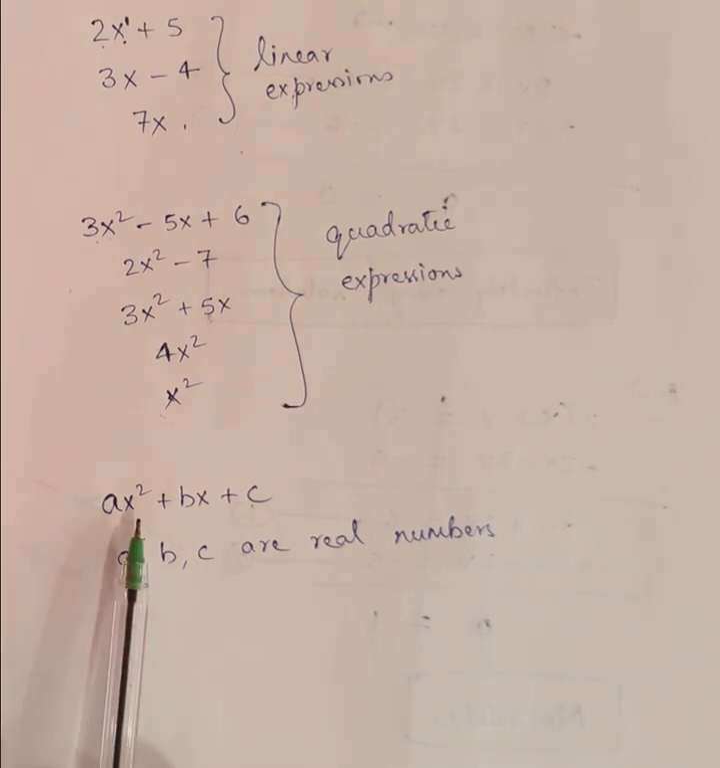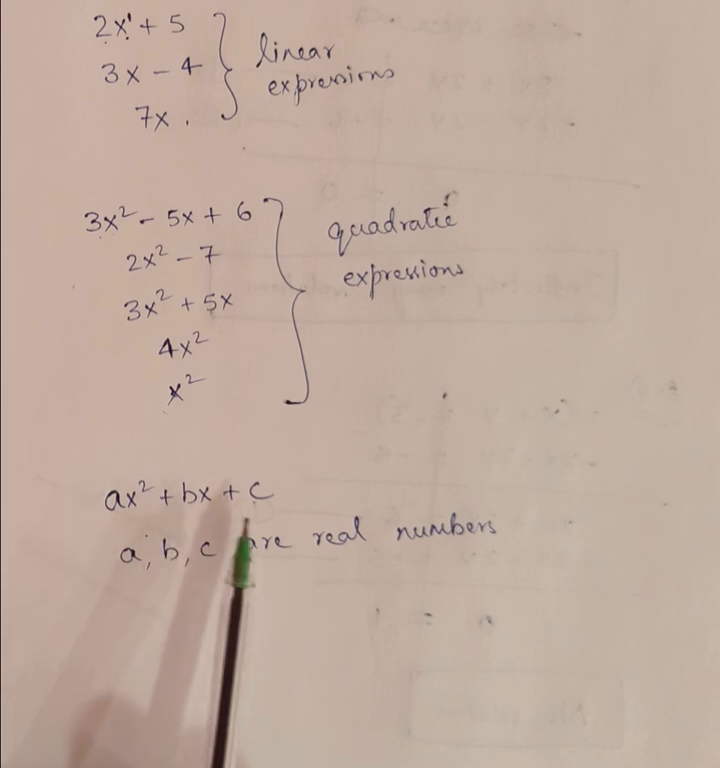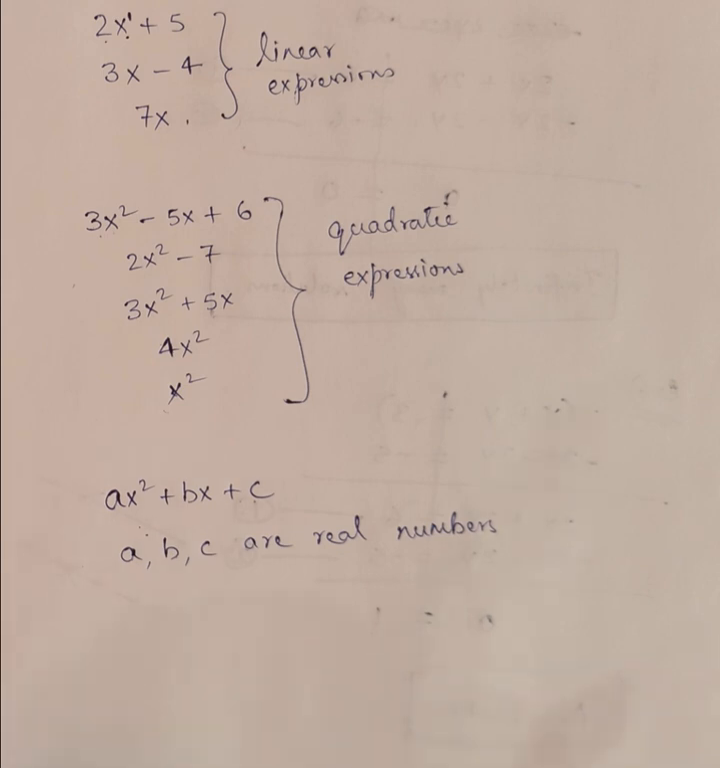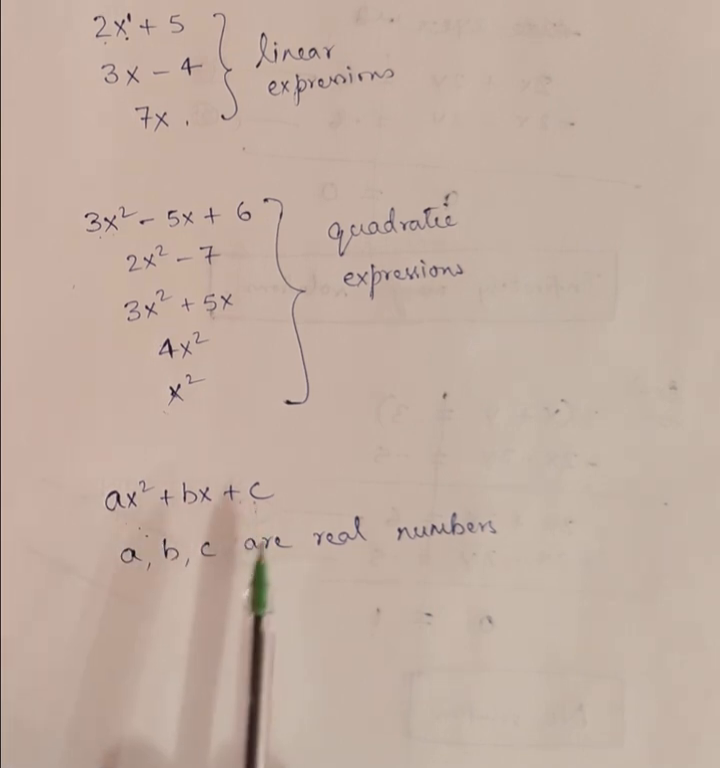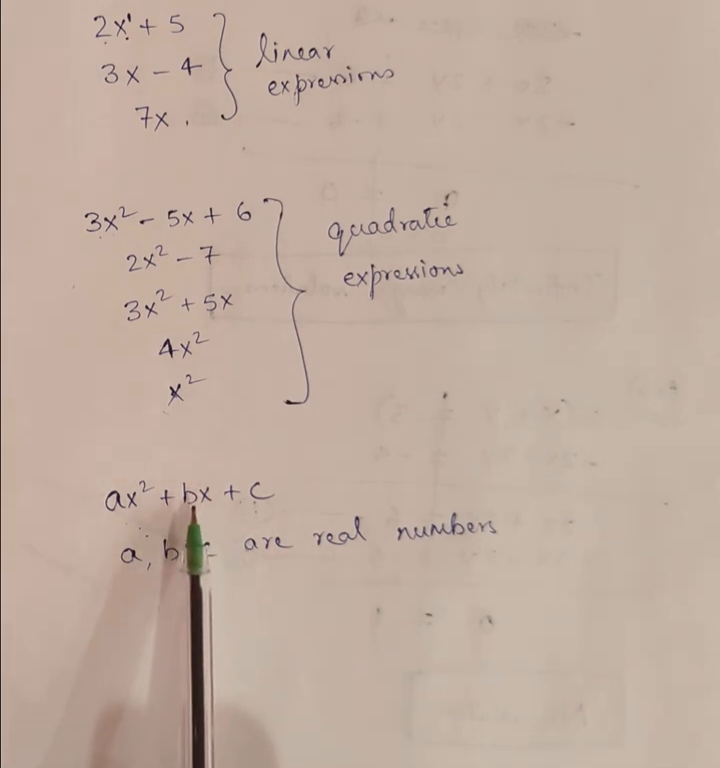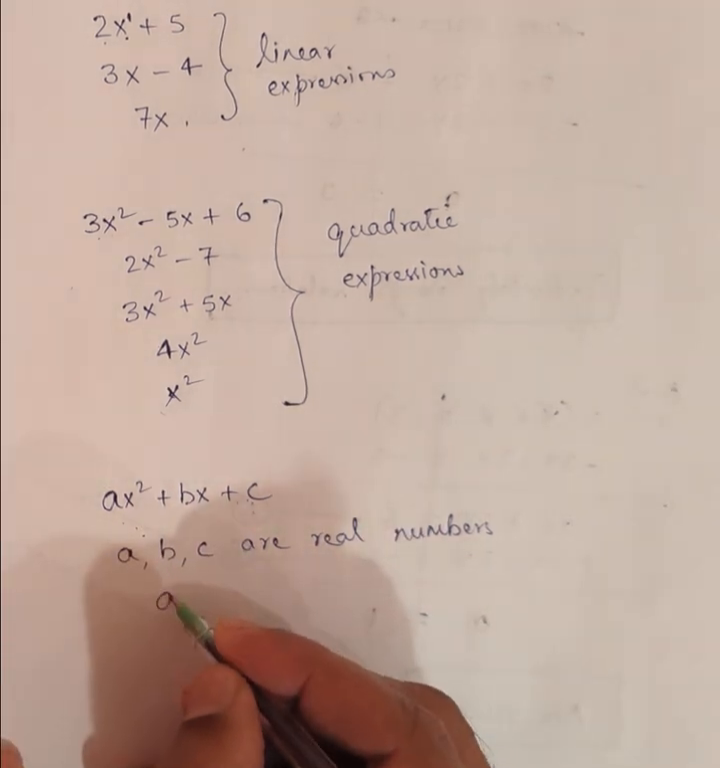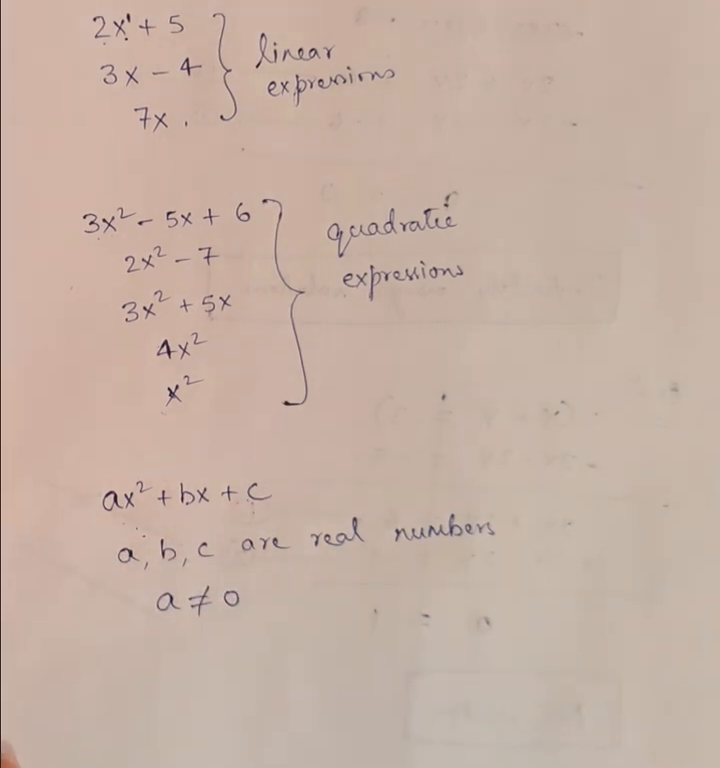Later, in a later video, you'll see that if you have a quadratic equation, there is a formula that can solve any quadratic equation in general. But for now, just know that a quadratic expression looks like this: ax square plus bx plus c. And a, b, c are real numbers, but notice either b or c or both could be 0, but a cannot be 0. a could be either positive or negative.